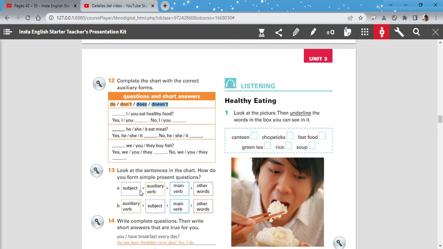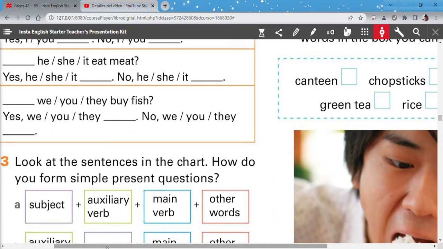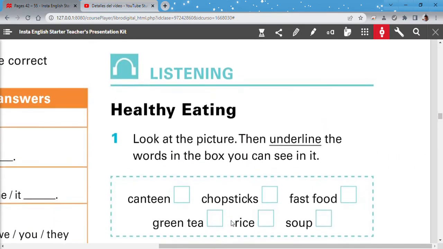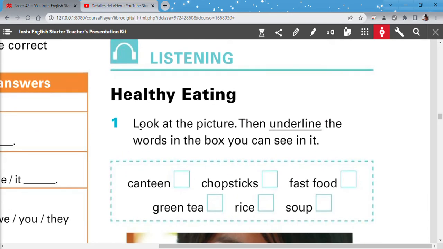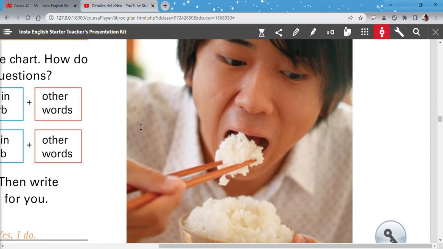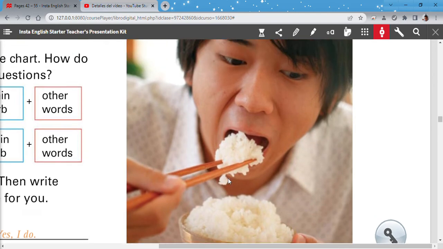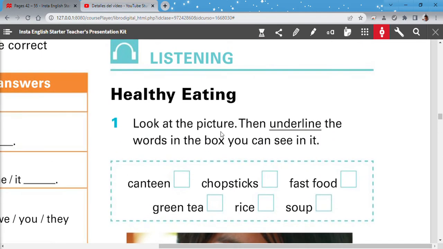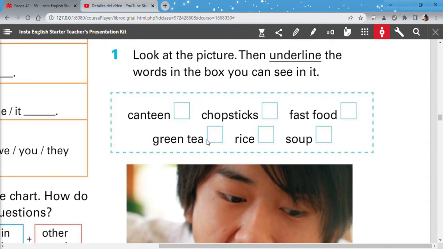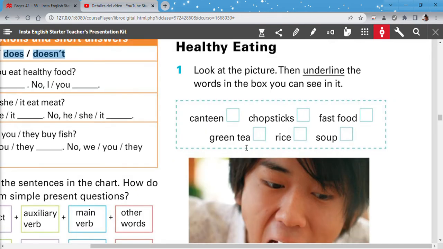Now, let's continue. Our next topic is a listening activity, healthy eating. And there is a boy eating rice. Could be a possibility. Yes. Okay. Look at the picture. Underline the words in the box you can see. Canteen, chopsticks, fast food, green tea, rice, and soup.